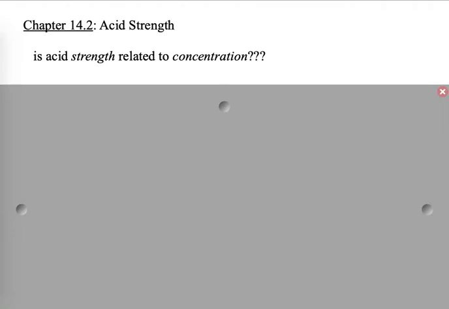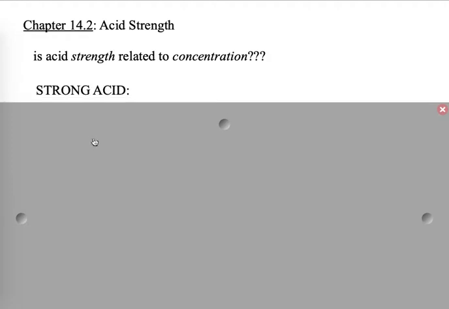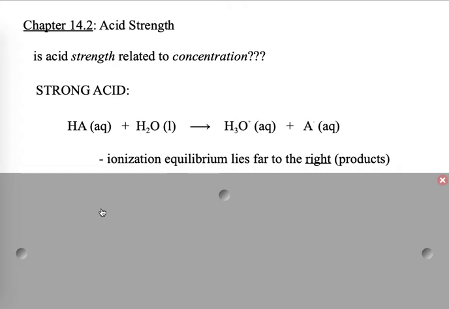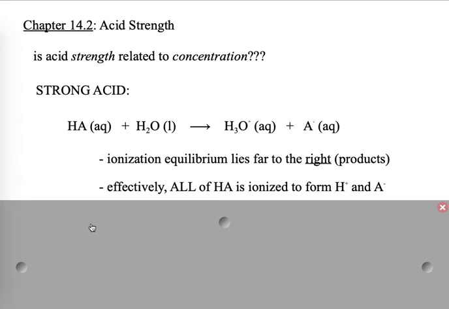Okay, now let's talk about acid strength. Is acid strength related to concentration? To say an acid is strong, does that mean it has a high molarity? No, it does not. Those are two completely separate issues. A strong acid is defined as one in which the ionization equilibrium lies far to the right. HA plus H2O, here I'll use a single arrow pointing towards the right to indicate complete ionization of HA. Okay? Effectively, all of HA is ionized to form H+ plus A-.